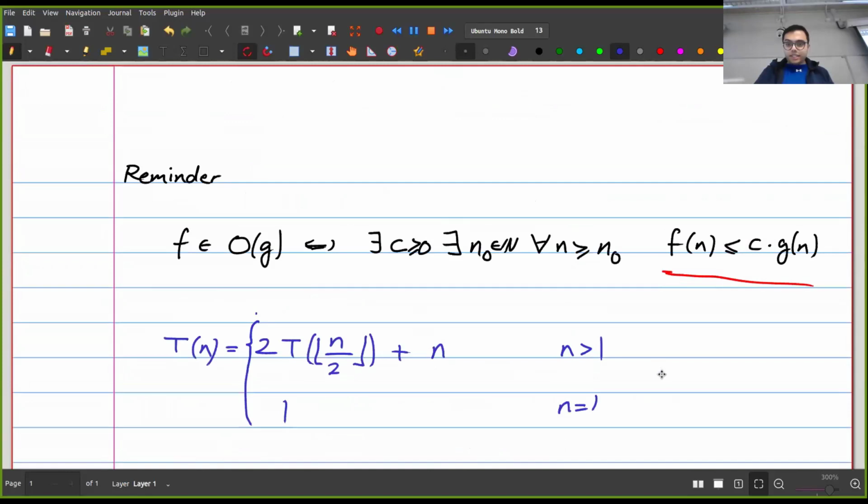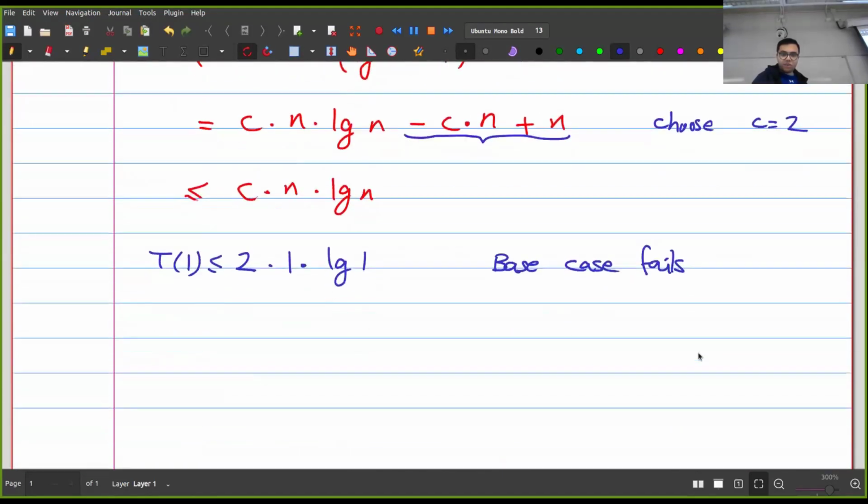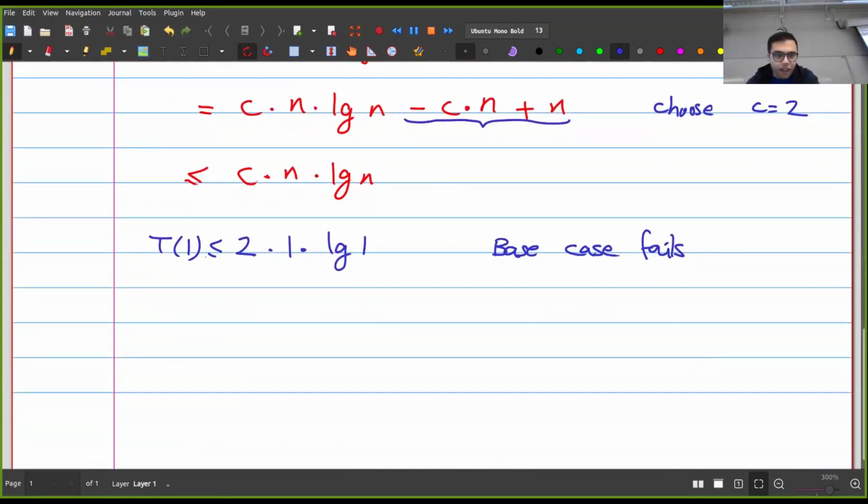So if my base case fails, I don't have an inductive proof, right? But the good thing is that I don't want to show f of n is less than or equal to c times g of n for every n. I want to only show it for n's that are greater than or equal to n0. And I get to choose my n0. So I don't have to prove this inductively for 1. I can say I start at 2 maybe. Maybe T of 2 is less than or equal to 2 times 2 times log of 2, which is actually 4, right?